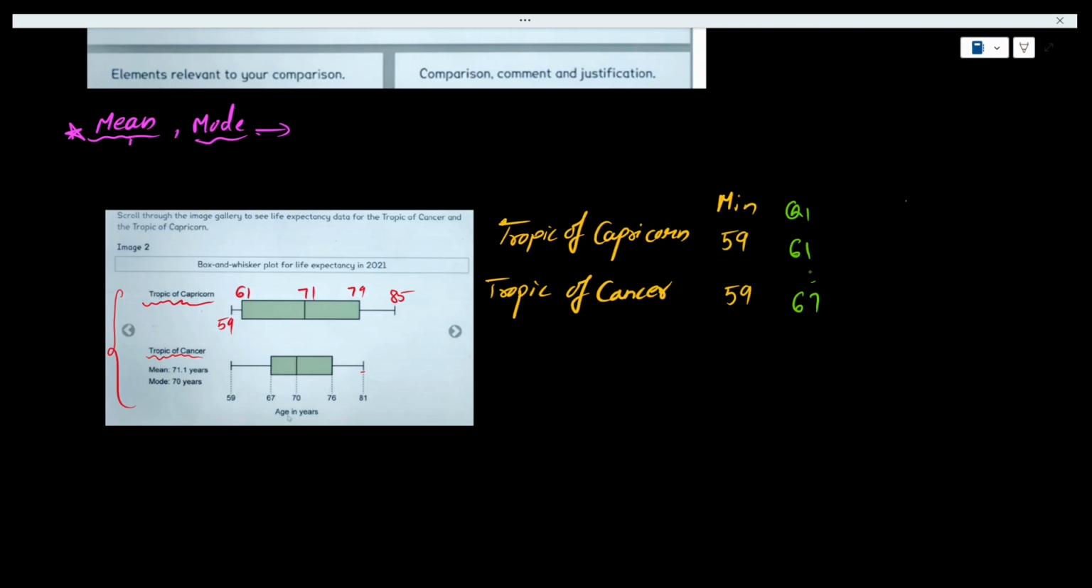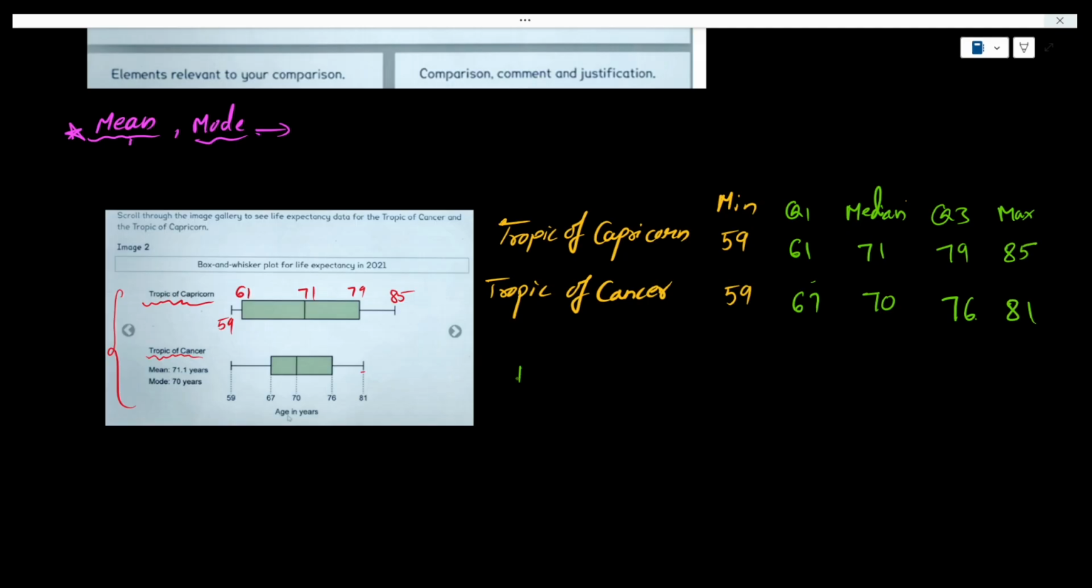So using this you can't decide yet, but if you take the median, it is the middle age where half of the people have less than 71 years of age and half have more than this. For Tropic of Cancer, the age is less. Similarly, if I take Q3, 79 years, the upper quartile is higher than for Tropic of Cancer. The maximum life expectancy is 85 years, whereas here only 81 years.